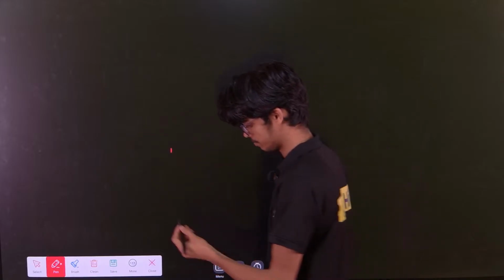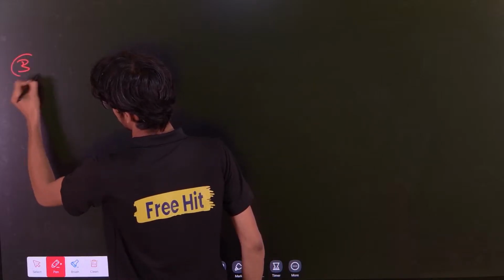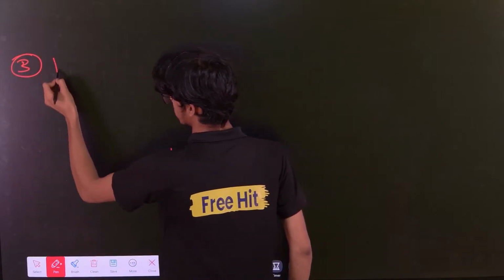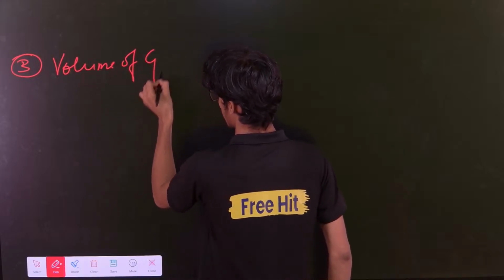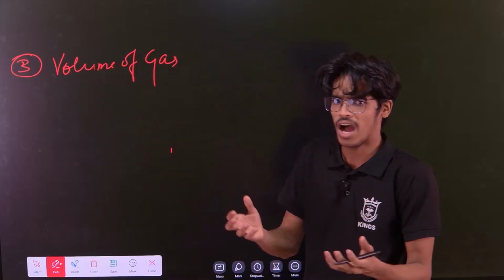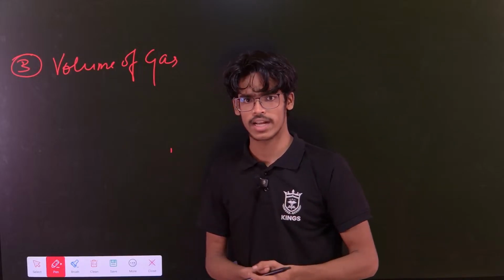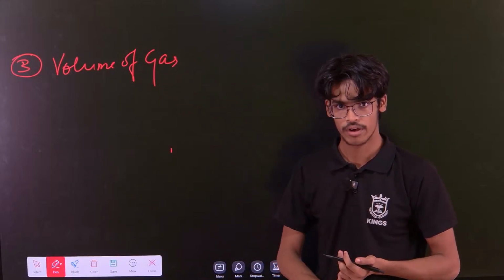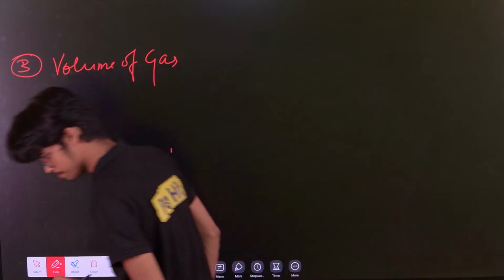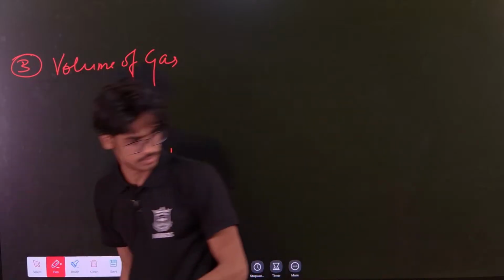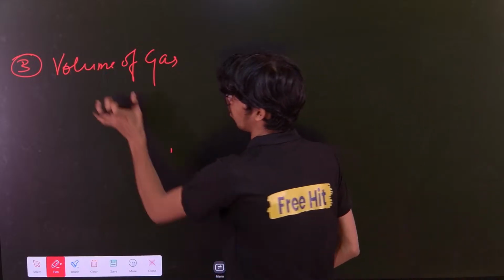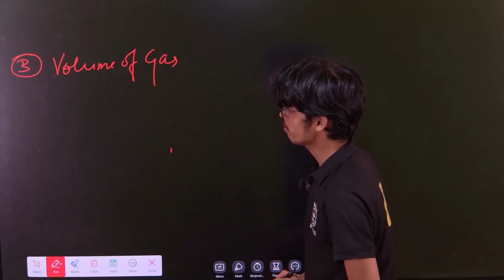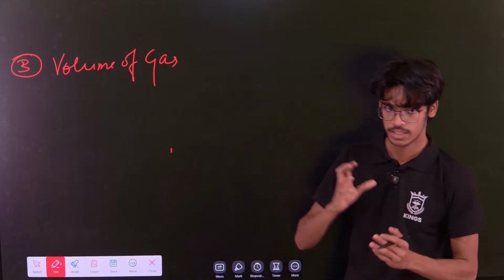Remember, this is the third way of finding the mole, by using the volume of a gas, because it is very hard to find the weight of a gas, right? But we know the volume, right? Now, with the volume of a gas, how can we find the number of moles?